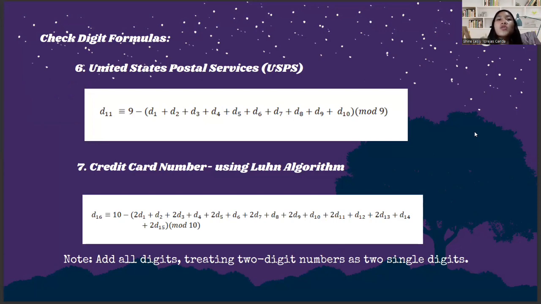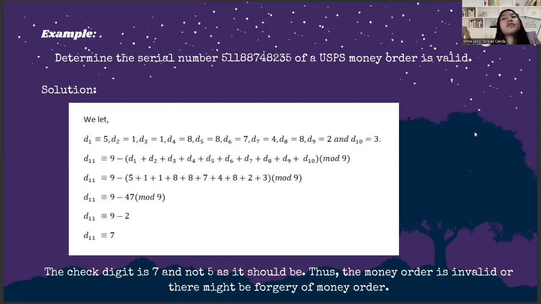And the credit card is using the Luhn algorithm, which means we will add all the digits, treating two-digit numbers as two single digits, and we will multiply all the digits of even rank by 2. Let's see an example.